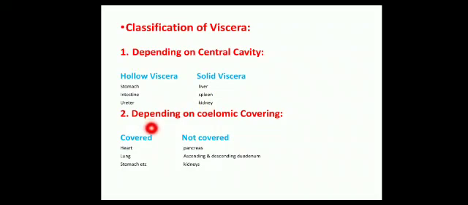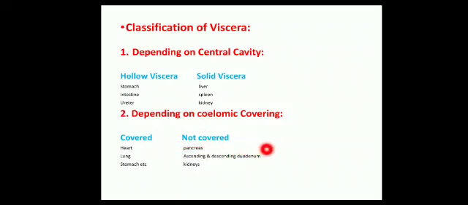And the second is depending on coelomic coverings. Most of the organs in the body are covered with coelomic coverings. For example, the heart is present in the pericardial cavity and is covered with pericardium. Lungs are covered with pleural membranes and are present in the pleural cavity, while the intra-abdominal organs are covered with peritoneal membrane and are present in the peritoneal cavity.